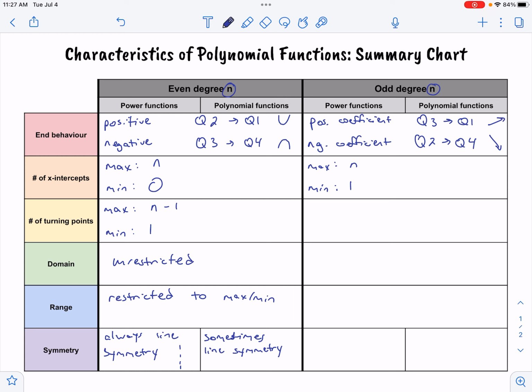Turning points, so those turnarounds, the maximum number that you might have is just going to be 1 less than the degree, which is the same for your even degree polynomials, so that's nice and easy to remember. And in some of them, you won't have any turning points. Again, think of your cubic or think of your linear. There's no turning points, it just continues on and on. So that might be the case for you. Both our domain and our range for odd degree polynomial and power functions are unrestricted.